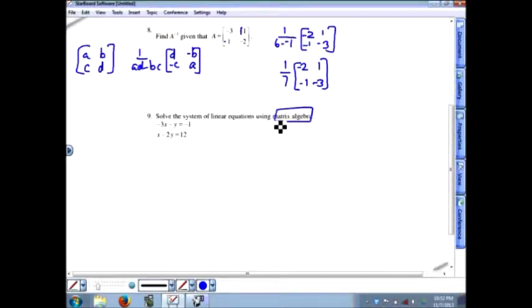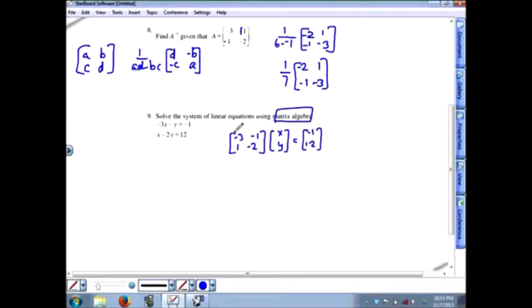Solve the system of linear equations using matrix algebra. Matrix algebra means we have to set up a matrix equation, find the inverse of the coefficient matrix, and then multiply that on either side. So the matrix equation, the coefficients of the variables form the coefficient matrix. So the matrix is negative 3, negative 1, 1, negative 2. Now we have to have a variable matrix. And it equals this column 1 and 12. So what we're solving for is x and y. We need to get this xy matrix by itself.